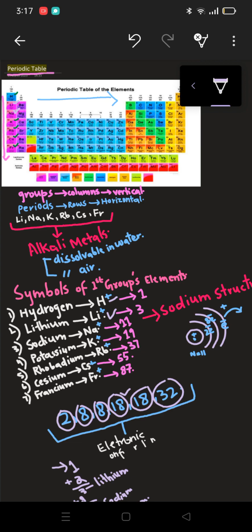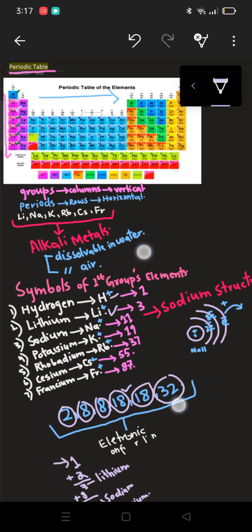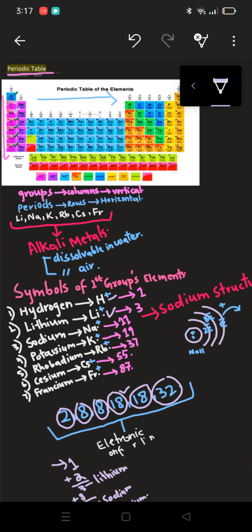So what that statement should be: हली ने की रब से फरियाद. H is hydrogen, Li is lithium, hali ne na means sodium, ne ki means potassium, rab means rubidium, ki which is done, ki rab se cesium, faryad which is francium. Alright, so this is the statement which we need to learn for learning the elements of the first group.